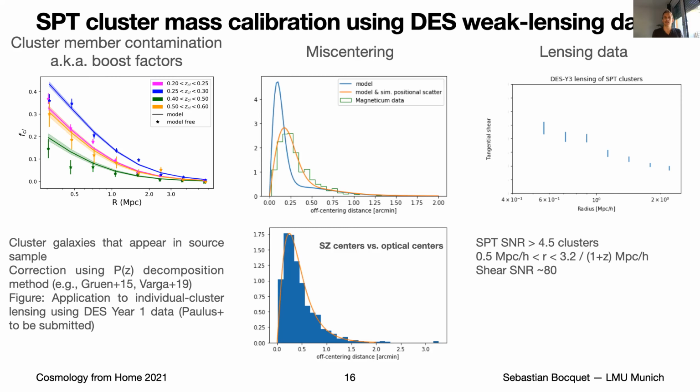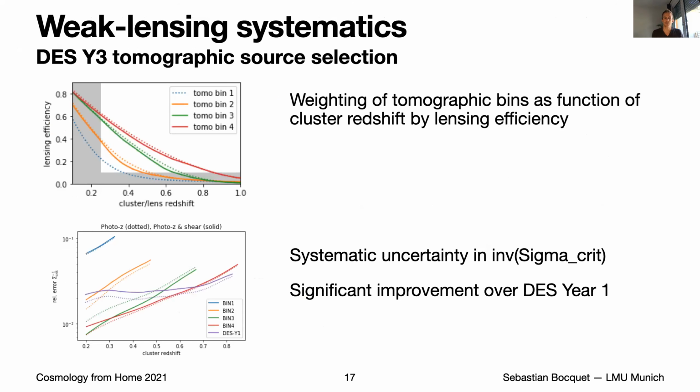So now let's discuss systematics a little bit. For this analysis, we used the same tomographic source selection as the DES Y3 analysis, the 3x2 point analysis using DES Y3. And so on the left-hand side here, you see the lensing efficiencies for each tomographic bin as a function of cluster redshift. And we weight each tomographic bin by this lensing efficiency to combine the different bins.